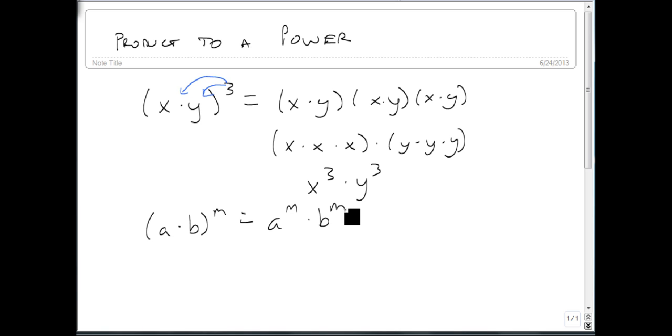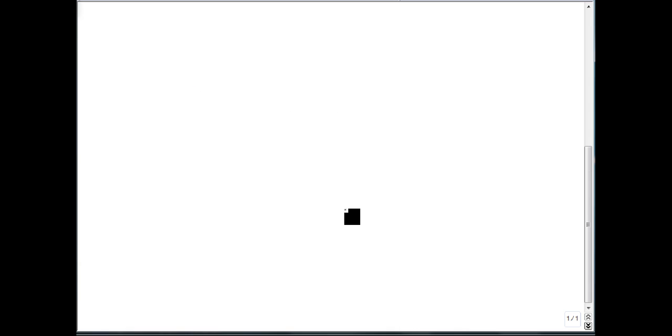So let's look at a simple example. Suppose we have 3z to the fourth. Well, we distribute the 4 to both bases and end up with 3 to the fourth, z to the fourth.